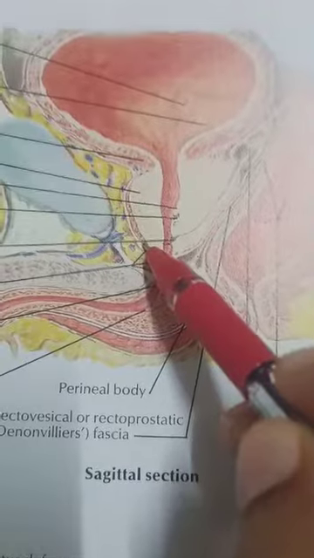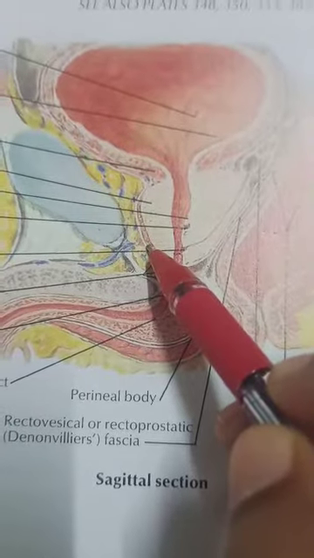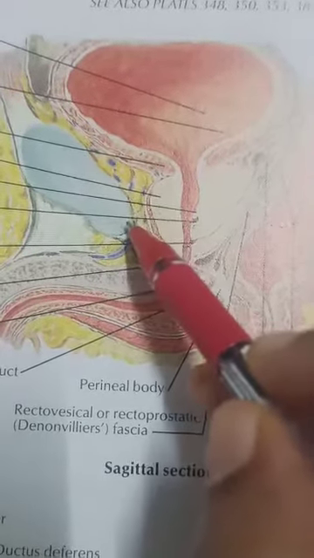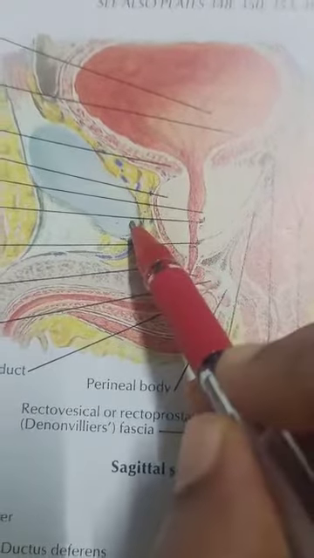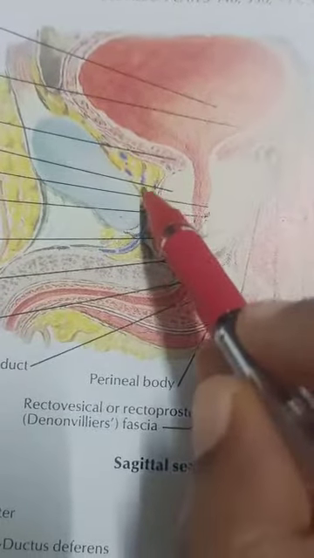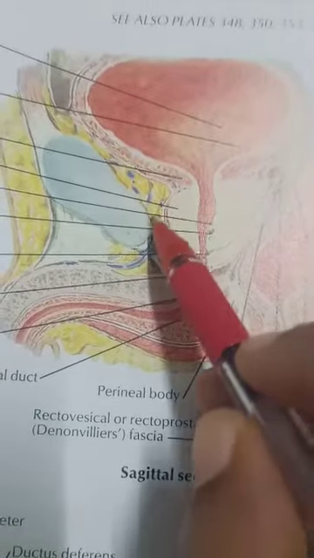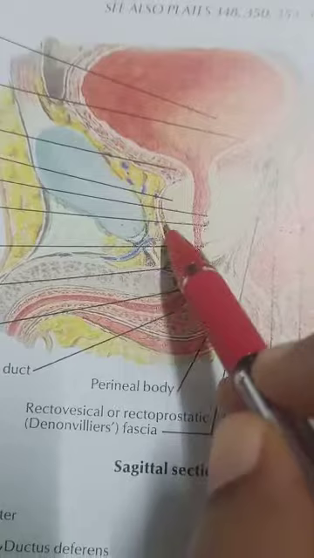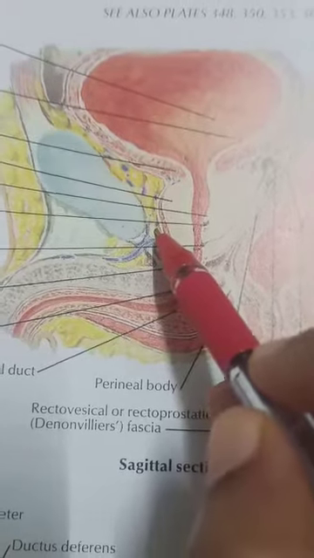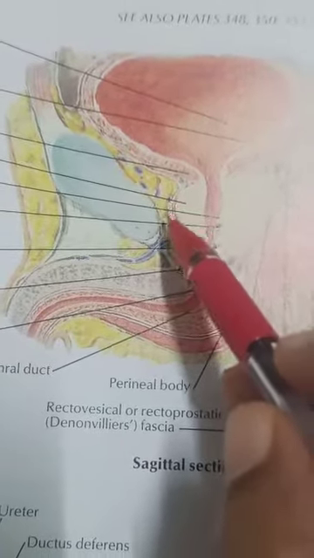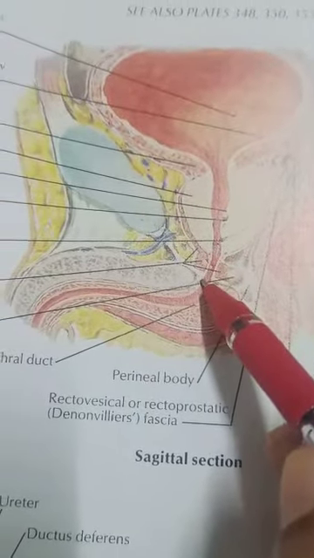Now the surfaces. This is the anterior surface. The anterior surface is narrow and convex, and it lies 2 centimeter behind the pubic symphysis. Between the pubic symphysis and the anterior surface, you can see retropubic fat. This is the retropubic fat between the prostate and the pubic symphysis. Towards the lower part, the anterior surface is pierced by the prostatic urethra.